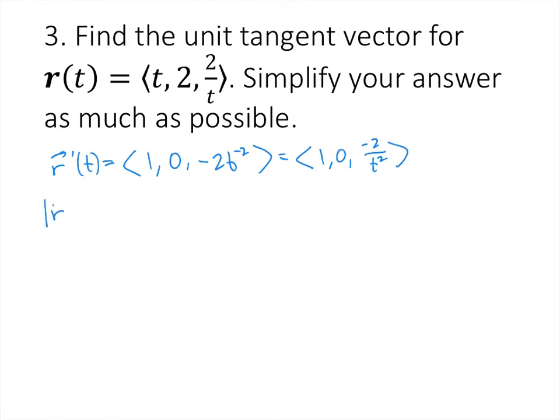So to find a unit tangent vector, we take the magnitude of the tangent vector, and we're going to divide the tangent vector by its magnitude.